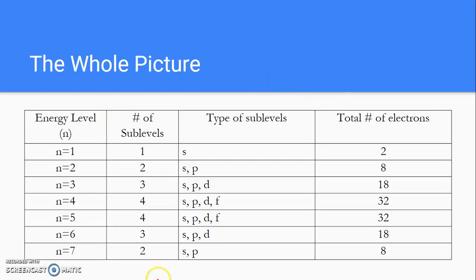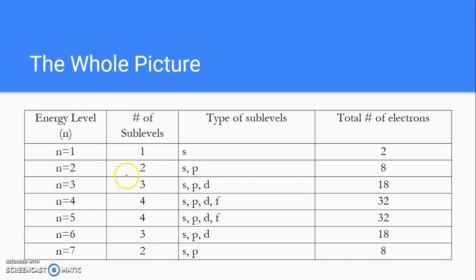Now, if you kind of want to look at the whole picture, and yes, you need to know the whole picture. Remember, N is the energy level. So here I've listed for you the energy levels. I've listed for you how many sublevels are in each. For the first little bit, it's a 1 for 1. Like energy level 1 has 1 sublevel.